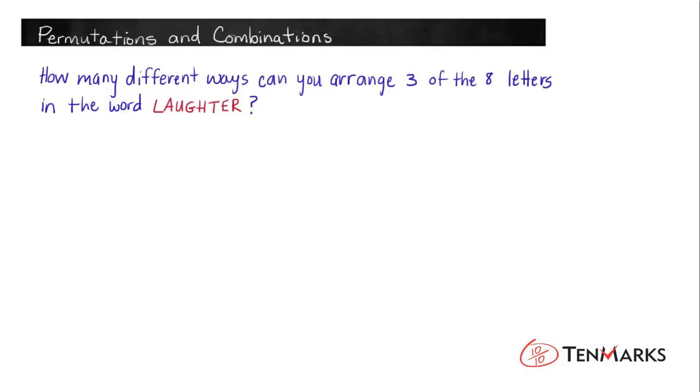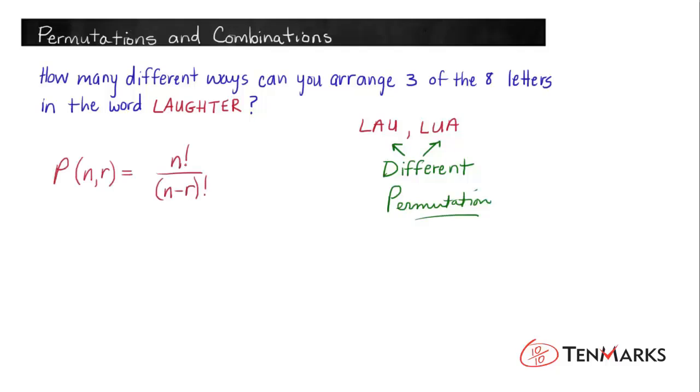Now we know that this is a permutation because if we select 3 letters like L-A-U and we take the same 3 letters and select them again and we arrange them as L-U-A, these are going to count as 2 different arrangements, and that makes this a permutation. So let's grab the formula for a permutation. That's going to be a permutation of n objects taken r at a time equals n factorial over n minus r factorial. So we need to get our n's and our r's.